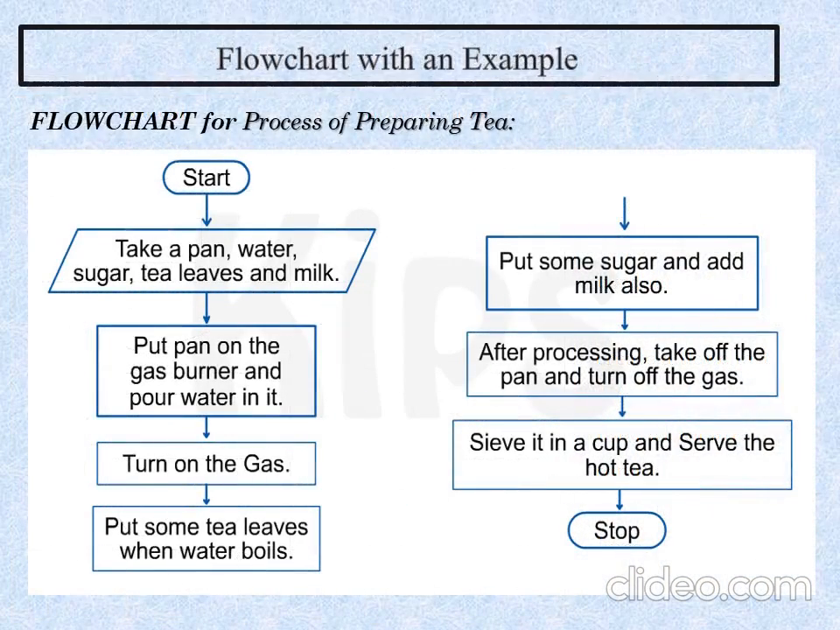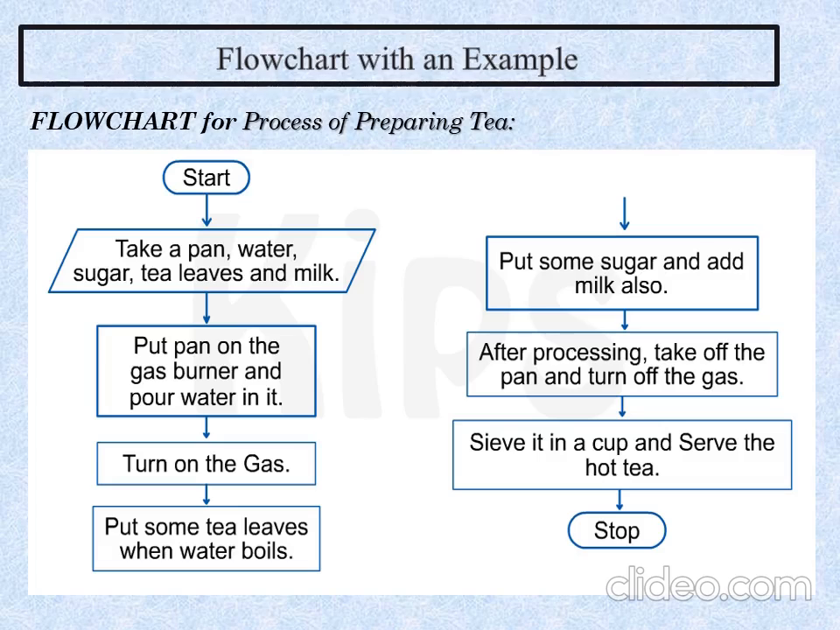Now, the process of preparing tea. So what is the first step we did? We need to start it. So for starting, which symbol do we need to use? A start box. So we have used the start box for the start button. What is the second step we saw? Taking a pan of water, sugar, tea leaves. So what is that called? Yes, we are inputting. So we need some ingredients. So what we need to do? We need to put that in an input box. So in the second step, I have used the input box.